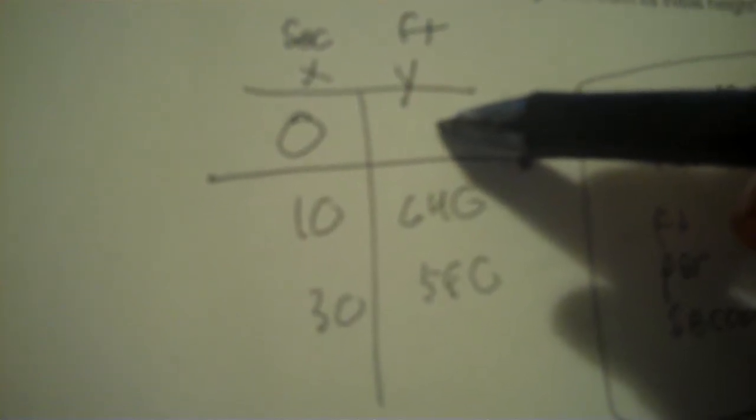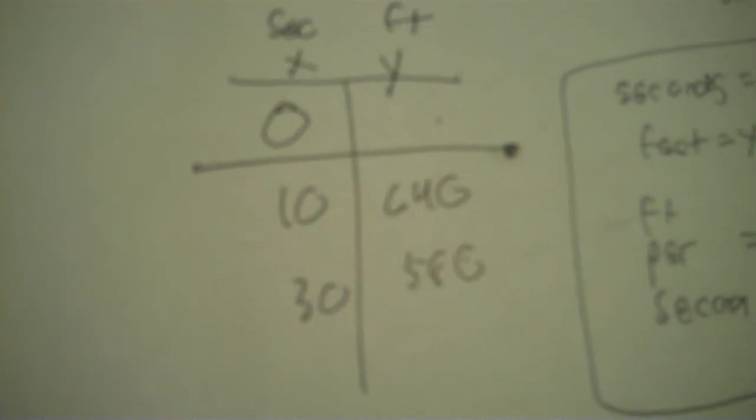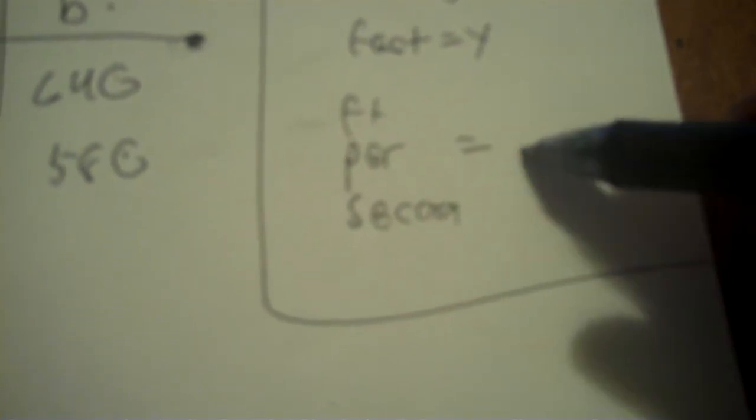Now I want you to talk about this. Do you really think the feet started at 0? Do you? I mean, look, it goes from this to 640 to 580. No, it didn't start at 0. I don't know where it started, but it ain't 0. Okay? Put B there. That means you need to come over here and find your feet per second.